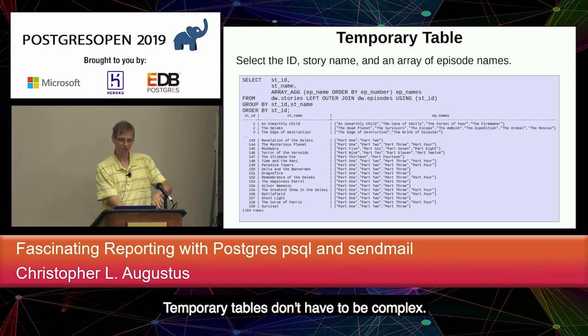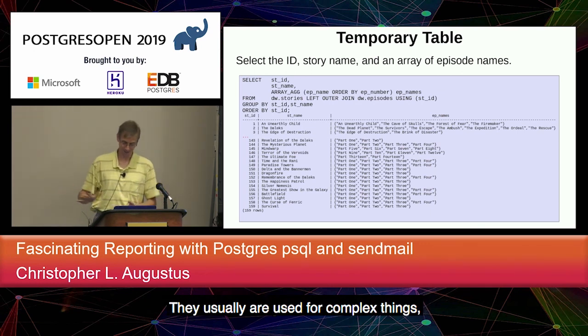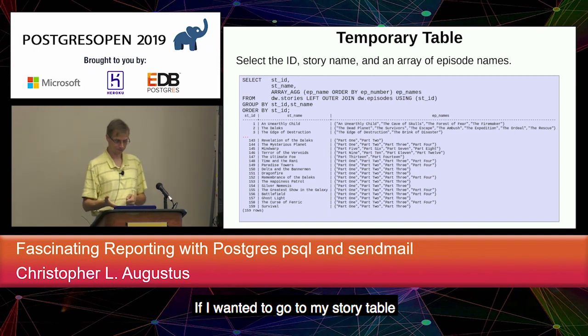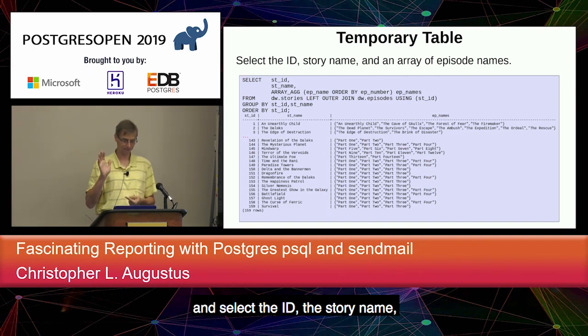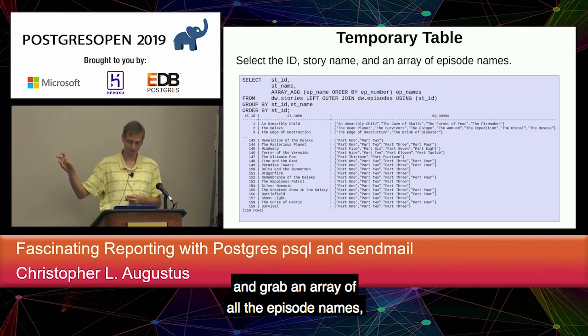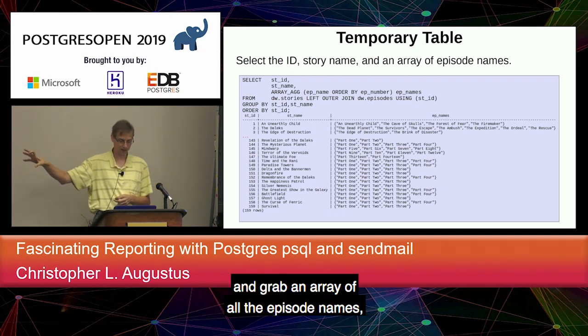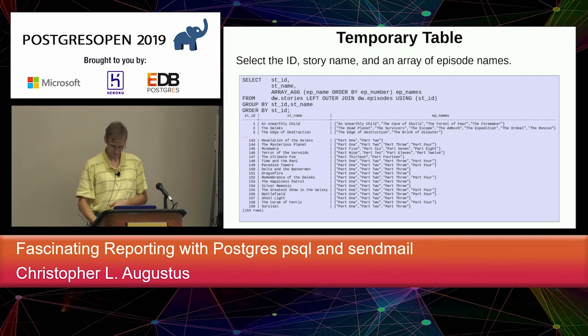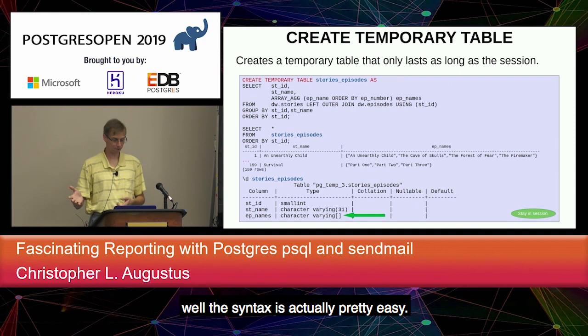And temporary tables don't have to be complex. They usually are used for complex things, but the idea behind them is not. So if I wanted to go to my story table and select the ID, the story name, then jump over to the episodes table and grab an array of all the episode names, and I would like to put this in a temporary table. Well, the syntax is actually pretty easy.